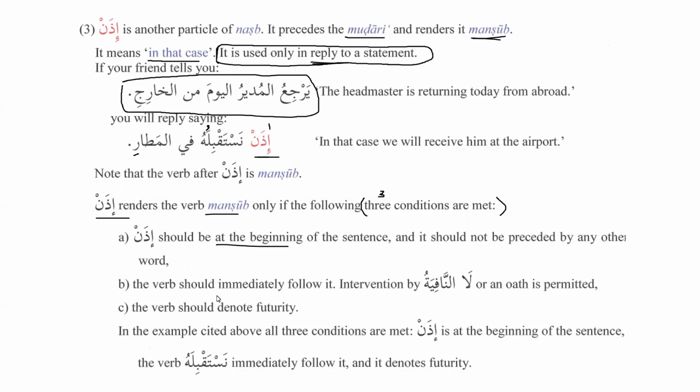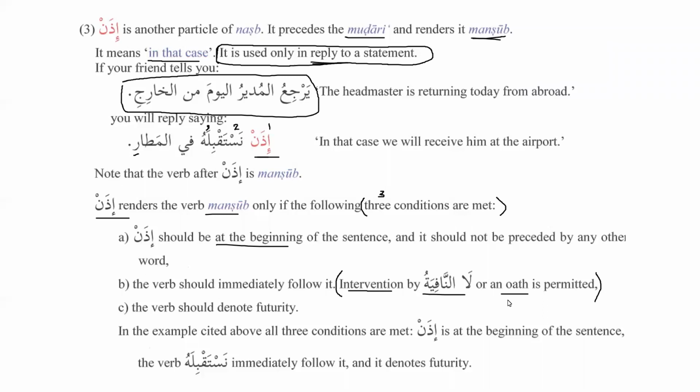Condition number two is that the verb should immediately follow it. And we can see that the verb nastaqbilahu is coming straight away, right after it. So it is meeting the condition that the verb comes straight after it. That's number two. However, you know that it's a language, and in the language, we always have exceptions. The exceptions are that if there is an intervention by la an-nafiya, or if there is an oath after or before it, then it's possible to use it.